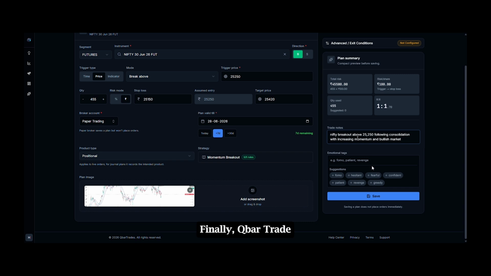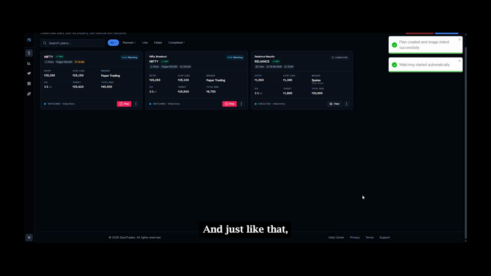Emotional tags. Finally, Qbar Trade lets us record something most trading platforms ignore: our mindset. Maybe we're feeling confident, maybe we're feeling patient, or perhaps we're entering because of fear of missing out. Recording these emotions might seem insignificant today, but after reviewing hundreds of trades, you'll often discover that psychology has a bigger impact on performance than strategy itself. Save the plan. We'll simply click save, and just like that, we've created a complete professional trading plan.